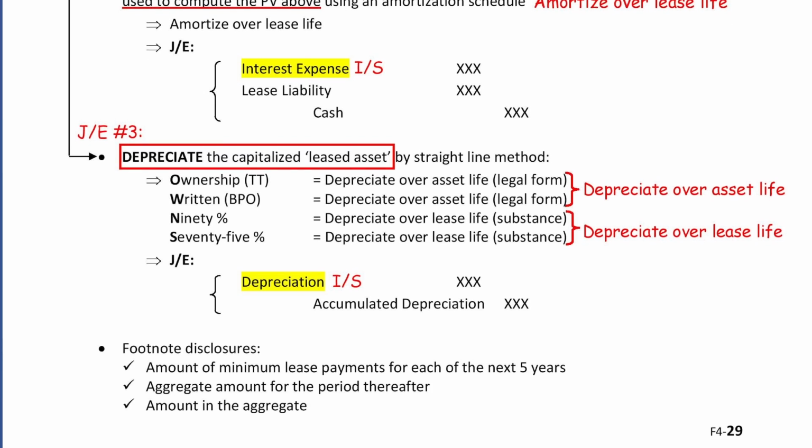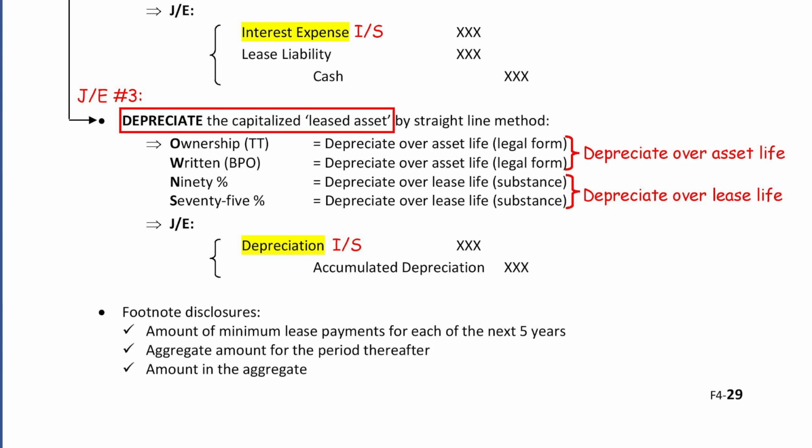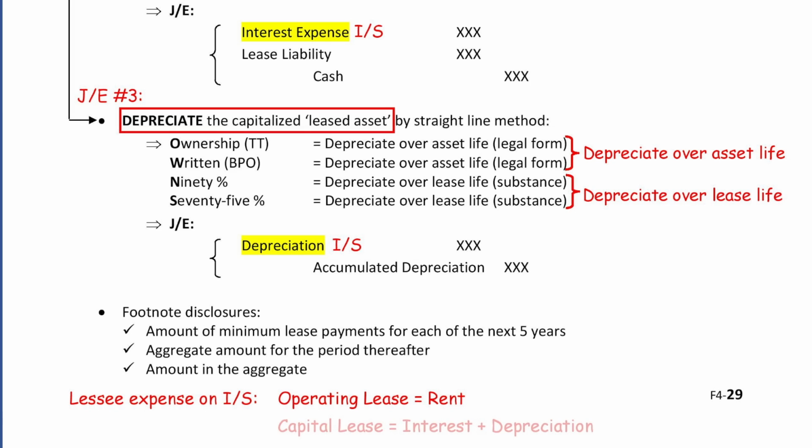And let's make a little note at the bottom of this page. Lessee expense on income statement: for operating lease, it's rent. For capital lease, it's interest plus depreciation.